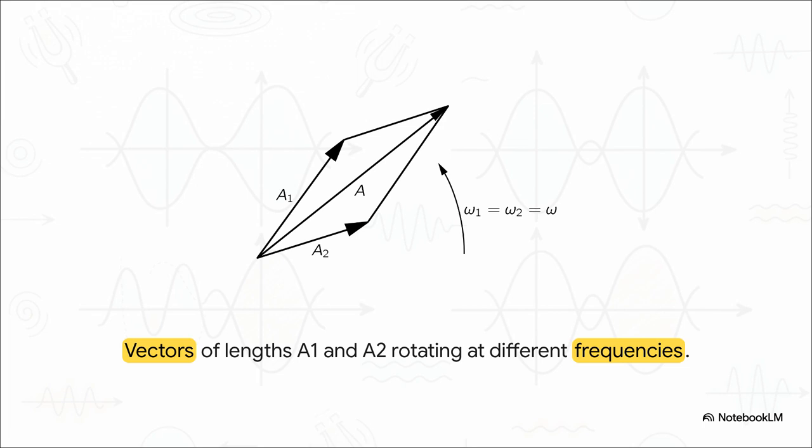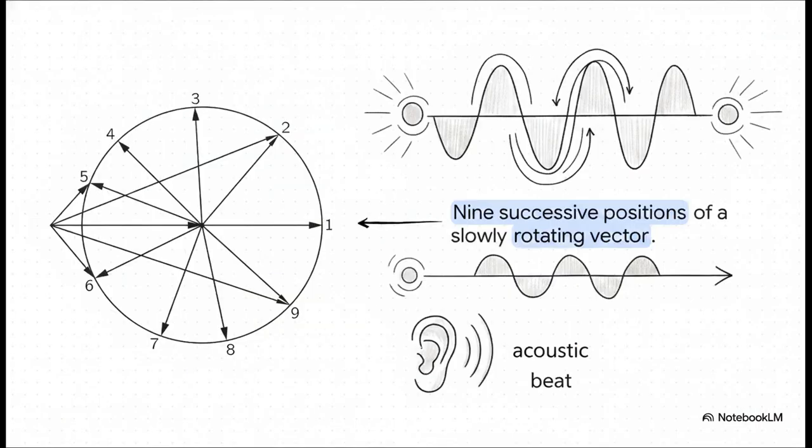But because the frequencies were slightly different, they go around this circle at slightly different speeds. Let's move on and see how this builds. Imagine riding along with one of those vectors. Let's freeze it, pointing straight to the right at position 1. Because the second vector is spinning at a slightly different speed, from our perspective, it slowly drifts away.